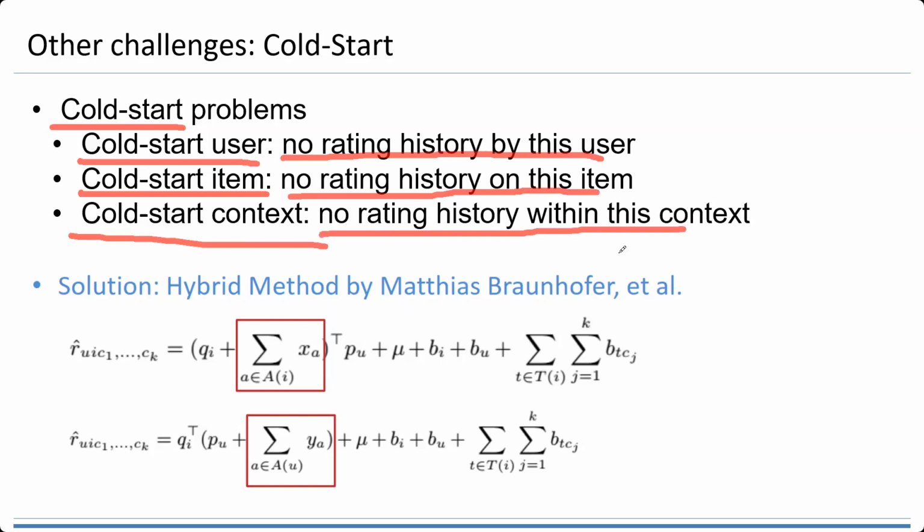So maybe the cinema is new, or you just got married. Then there is no information about going to a movie with your wife, or going to a movie with your husband. So there is no information. Then it is a cold start. Some researchers try to use the hybrid method.